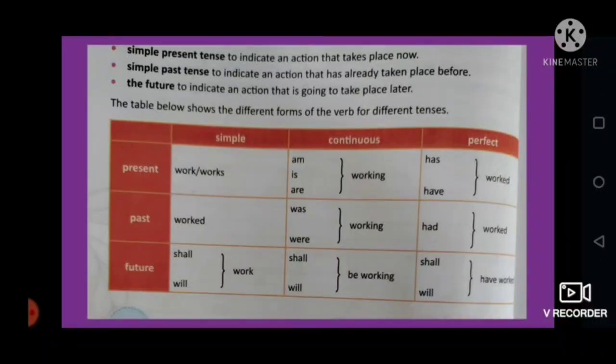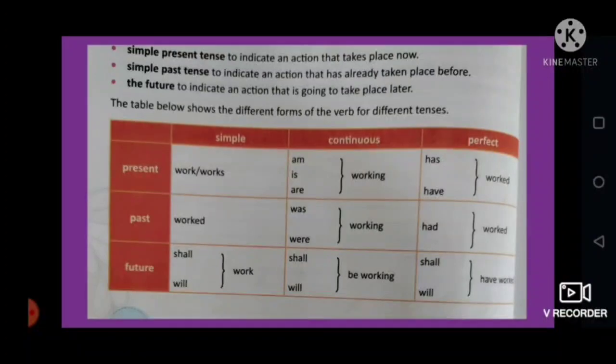There are three tenses: present, past and future, and they are subdivided into simple, continuous and perfect tense. In simple present tense, the usage of verb is like this. Here, the forms of verb work and works are used. In continuous, the ing form of verb along with the be form, am, is, are, is used, and in the simple present perfect tense, has, have plus the third form of verb is used.